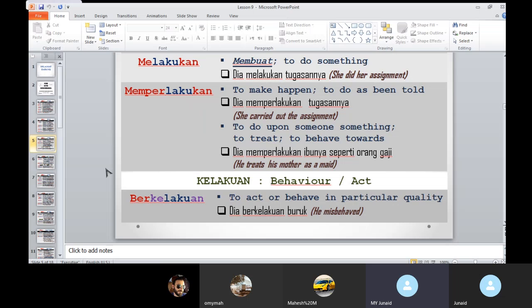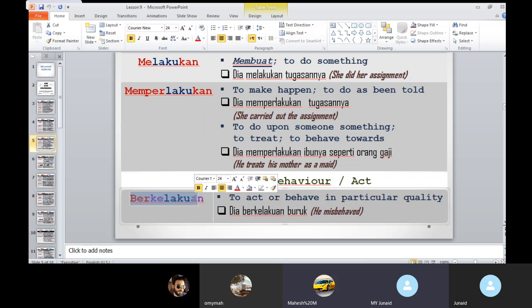So in spoken Malay, we use the full form berkelakuan. So for this, use the normal term berkelakuan. Sorry? What do you say, Mahesh? It is the general word in Malay, berkelakuan. Pardon me, I can't hear you. We use it as a daily word. Yeah. We don't use it a lot, but you might hear it in spoken Malay as well.